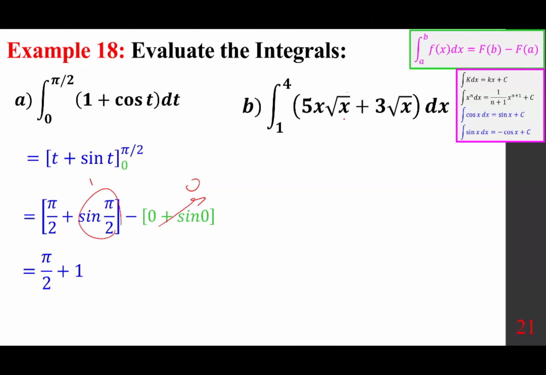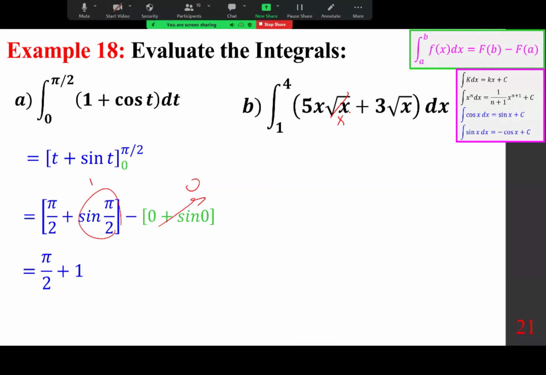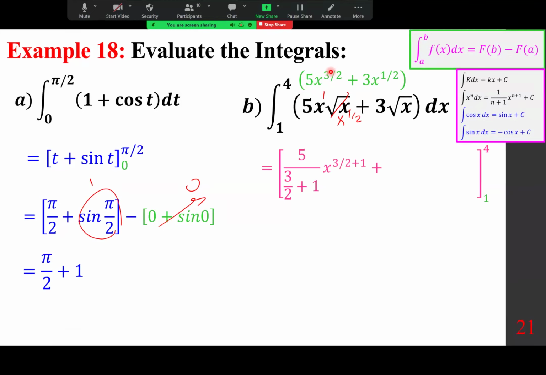We're going to change this to x to the power of 1/2. This has exponent 1, so we get 5x to the power of 3 halves plus 3x to the power of 1/2. So this one becomes 5 over 3 halves plus 1, x to the power of 3 halves plus 1. And this becomes 3 over 1/2 plus 1, x to the power of 1/2 plus 1. We don't need a constant because this is a definite integral and the result is a number.